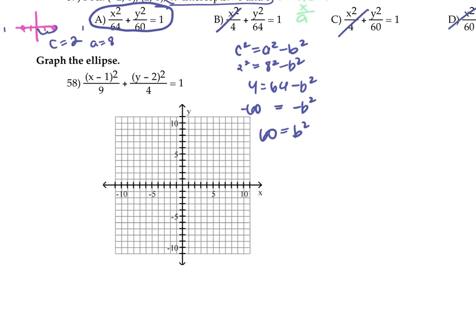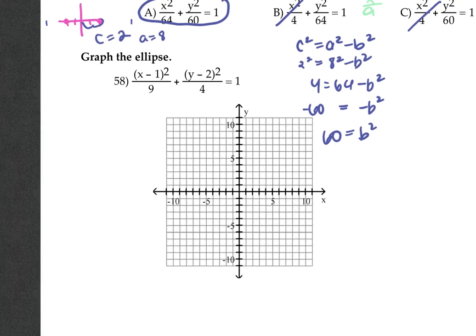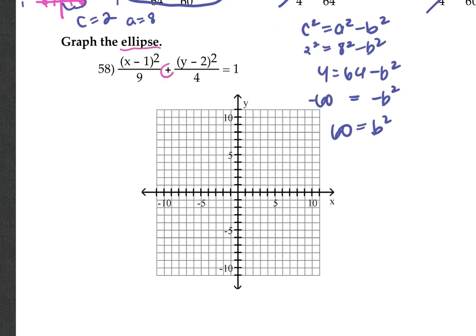58 is the reverse. It gives you the equation and you have to graph it. The first thing I would notice is that it's an ellipse. There's a plus in the middle and it says it's an ellipse. My center is at 1, 2. The a squared is the bigger number, which is 9, and that tells me this is horizontal. The a is 3, the b squared is 4, the b is 2. So I'd go 1, 2 for my center. A means right and left because it's horizontal. Right 3, left 3. And my b is 2, up 2, down 2. And then make your ellipse.